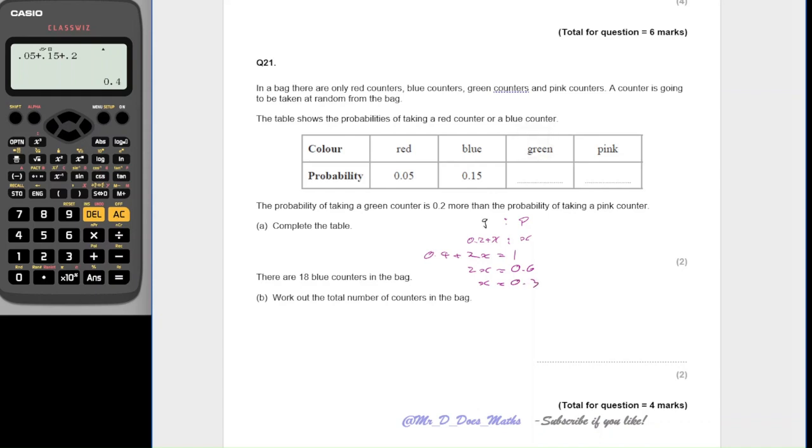So that's got to be 0.3 then and 0.5. Checking I've got those the right way round. So there are 18 blue counters. Work out the total number of counters in the bag. It's probability of picking an 8. Well, if the total number of counters times by 0.15 is equal to 18, then the total number of counters must be equal to 18 divided by 0.15. So 18 divided by 0.15 is going to give us 120.